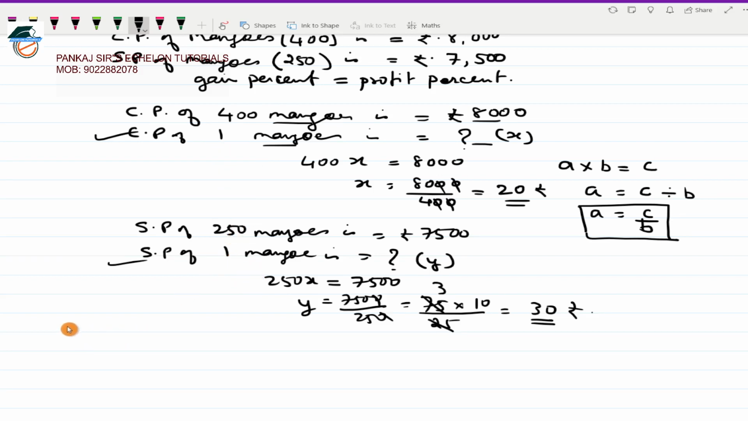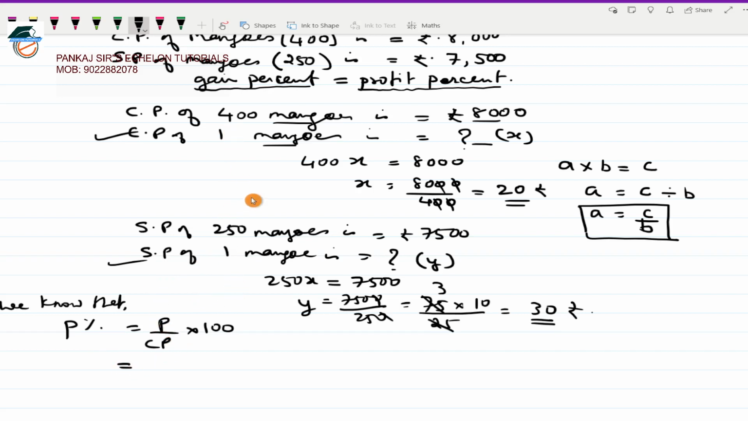Now if you want to find out profit percentage, the formula is profit upon cost price into 100. They have asked you to find out profit percentage, isn't it? Gain percent or profit percent. So the formula is this. We know that profit percent is equal to profit upon cost price into 100. So profit percent will be equal to profit. Now what will be profit? Now we can find out profit, since we have made the number of mangoes sold and number of mangoes bought same. Now we can find out profit by using the formula selling price minus cost price.